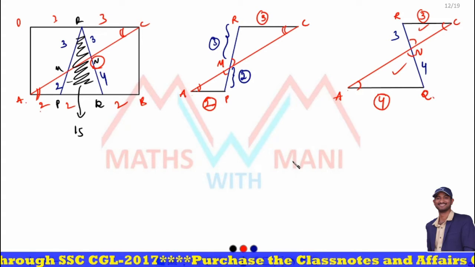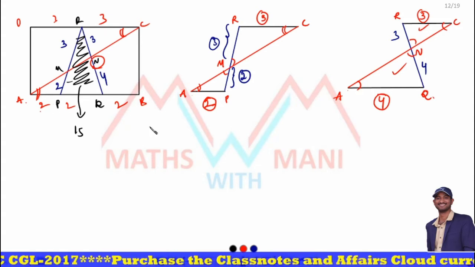Now the important thing you have to remember here: there is a triangle PQR.